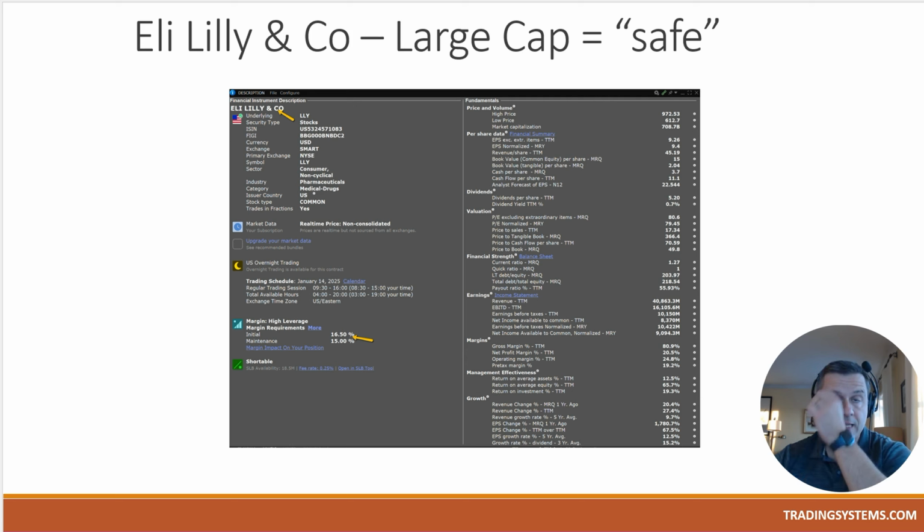So this is Eli Lilly, which is considered a large cap stock, actually mega large. If you look to the right, it says market capitalization of $708 billion, right? So it's a pretty large capitalization stock. And because of this, the margin requirements, initial and maintenance, are 16.5 and 15%. That's what I explained to you, that overnight you can actually keep a little bit better versus opening it up.